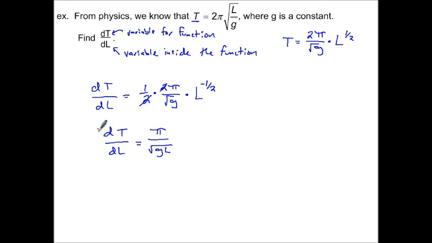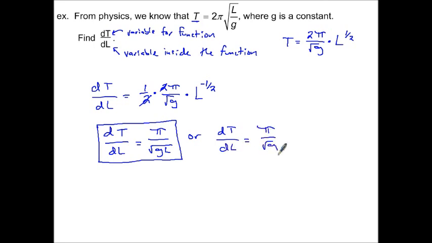No, I would not expect you to rationalize the denominator in this sort of case. I would be very happy with that sort of an answer, or like what I said, if you wanted to leave it more like pi over root g, you could do that and then leave the L to the negative 1/2 as its own little guy out in front. Either one's good for me as long as it's good for you.